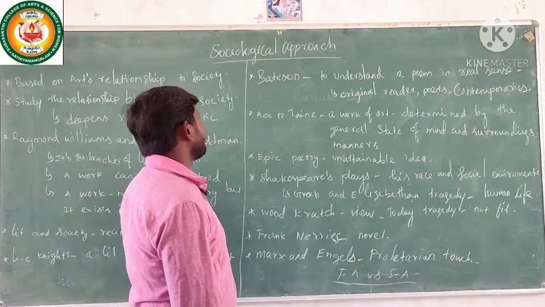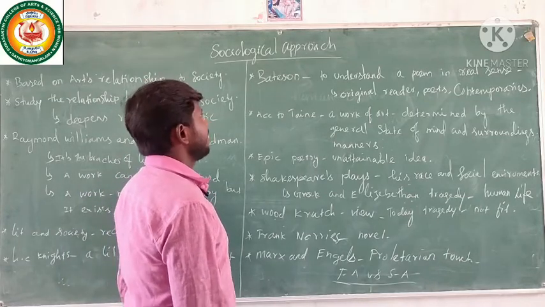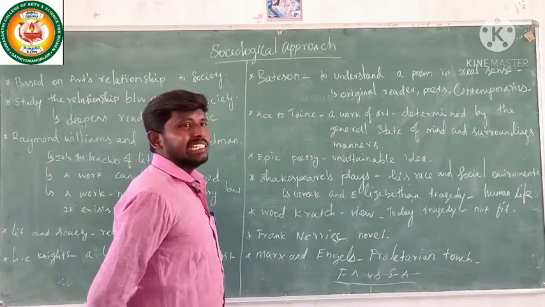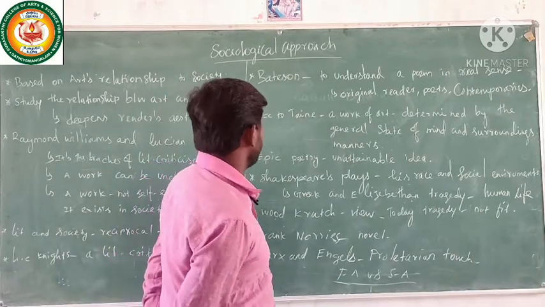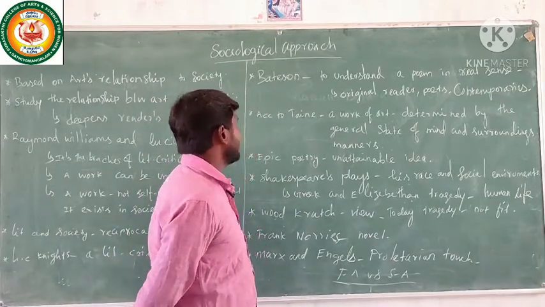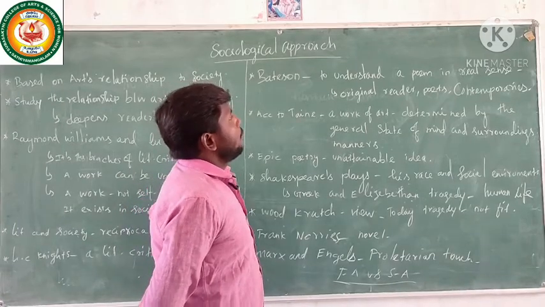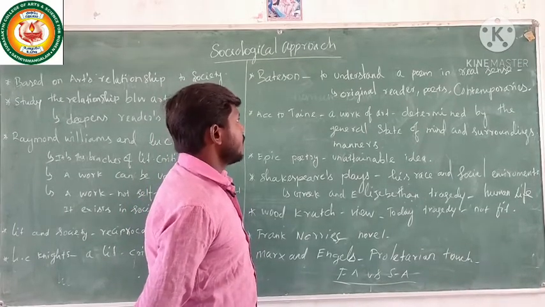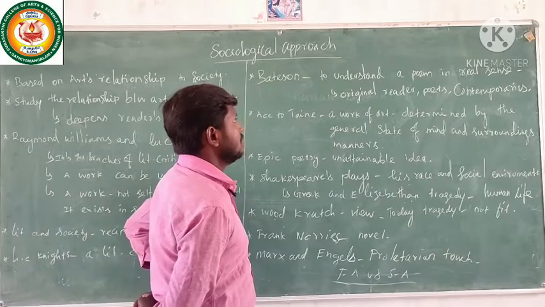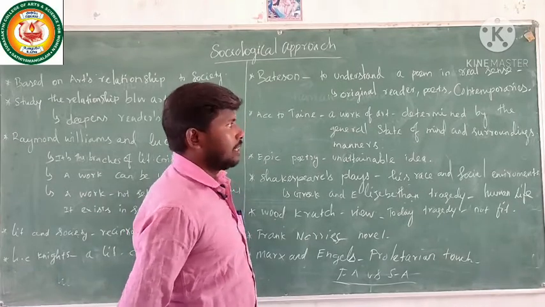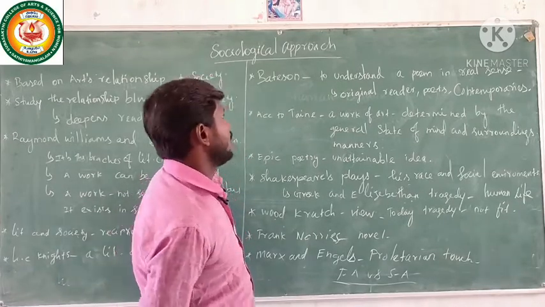Then he mentions another person, whose name is Patson. Patson is more important to remember. He is the person in the sociological approach. He says that to understand a poem in a real sense, we need the original reader, the poet, and the contemporaries. That's more important.